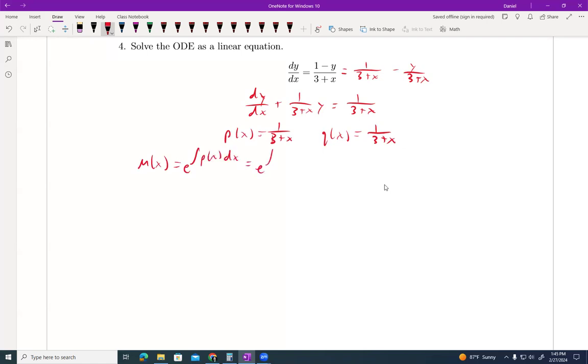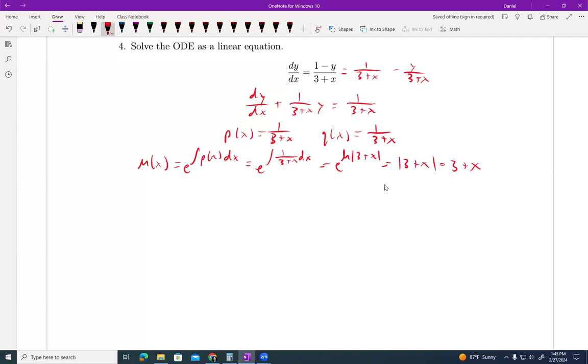Okay, so that's e raised to the integral of 1 over 3 plus x dx. So that's e to the ln of absolute value of 3 plus x. And the e and the ln cancel off, and you get absolute value of 3 plus x. And we showed in class that these absolute value bars don't matter at all, that both of the equations that you would get from considering 3 plus x to be positive or negative come out with the same solution. So we'll just say mu of x is 3 plus x then.